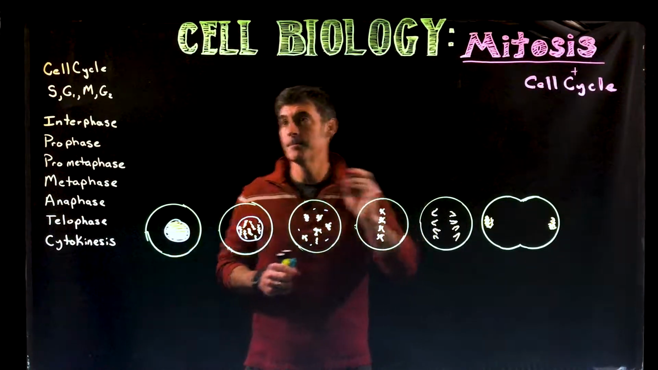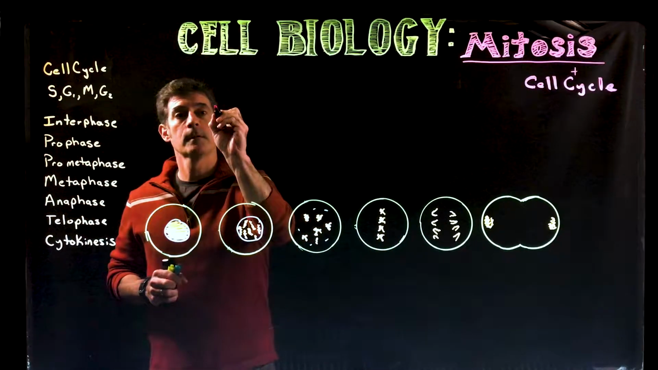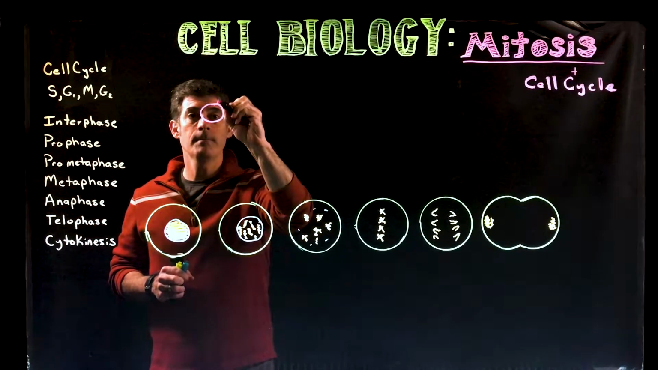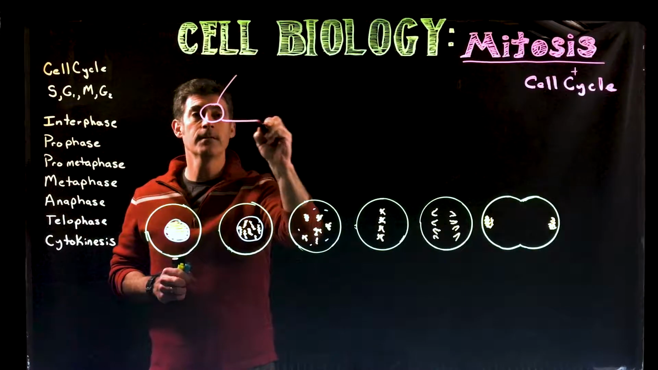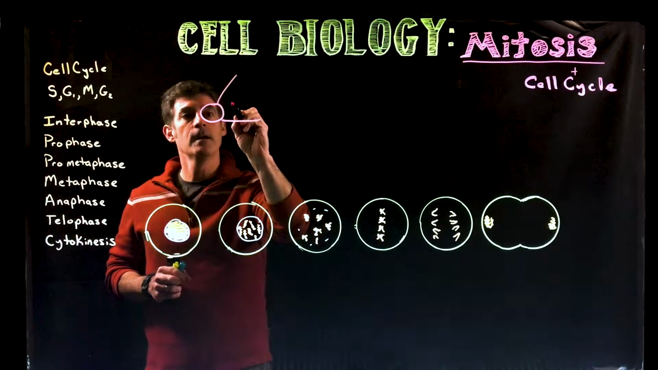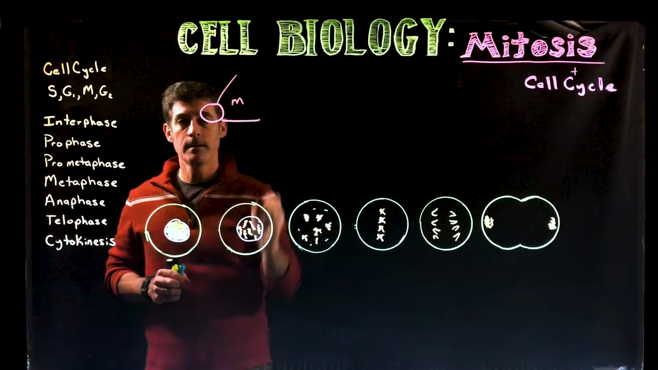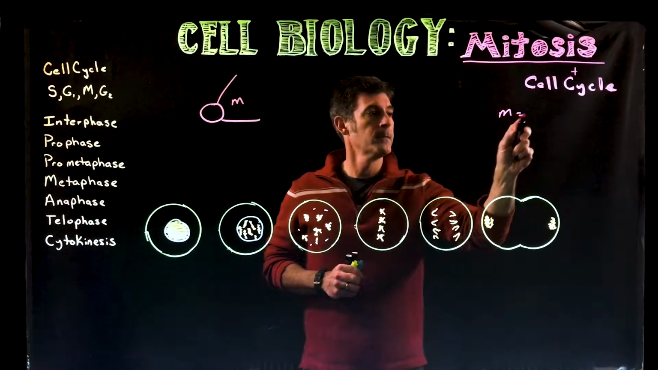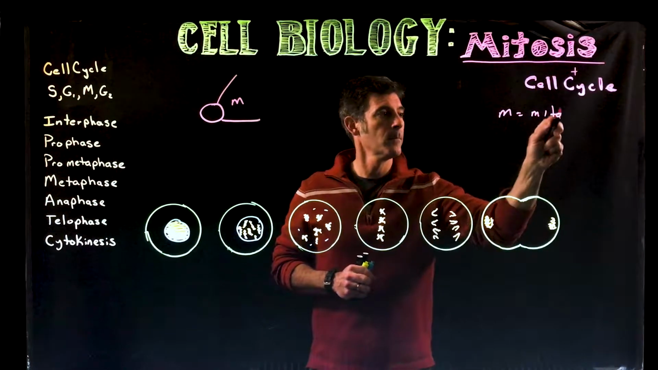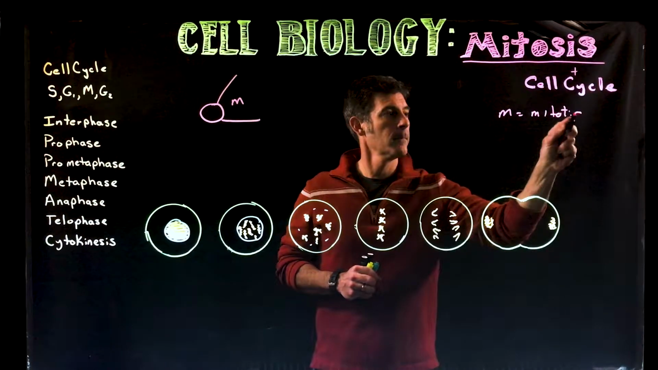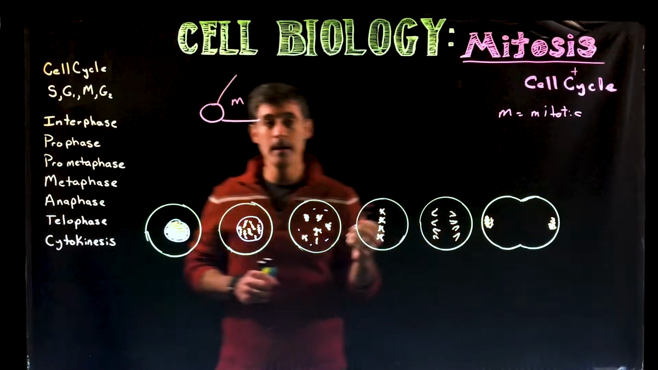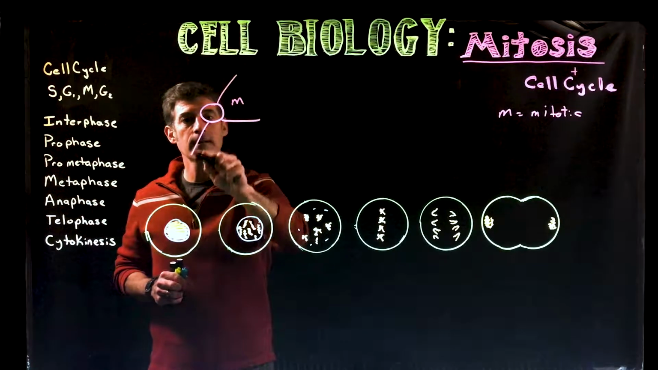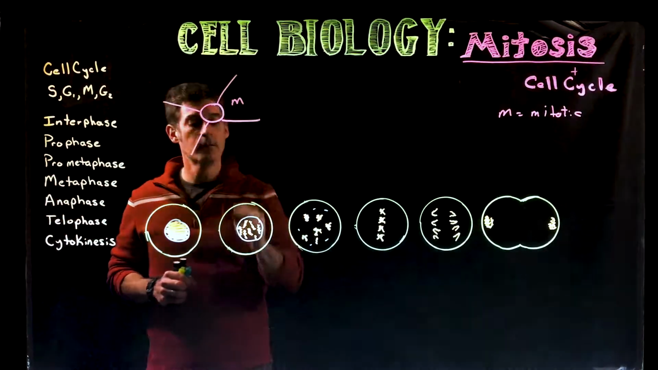So the cell spends its time divided between different phases. We have an M phase, which is the mitotic phase. So M is mitotic. That's where mitosis is going to occur. And then we're going to have a series of growth phases.